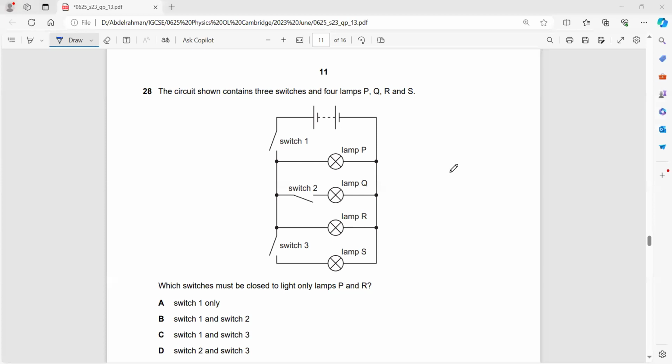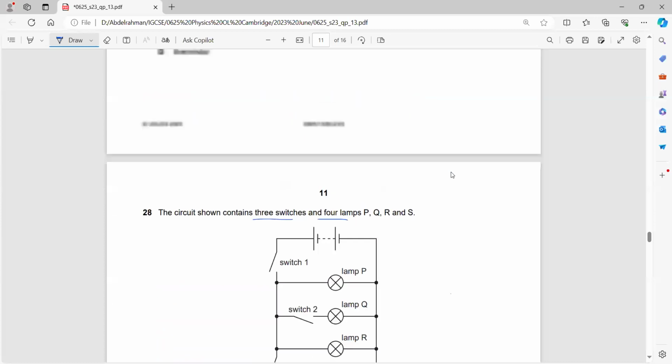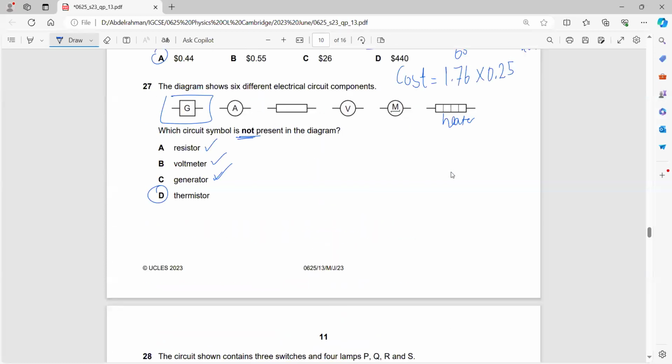The circuit shown contains 3 switches and 4 lamps. You still do not understand the previous question? Again, which of these components is not present? Do you have a resistor? Yes. A voltmeter? Yes. A generator? Yes. A thermistor? No, you do not have a thermistor, so it's not present in the diagram.